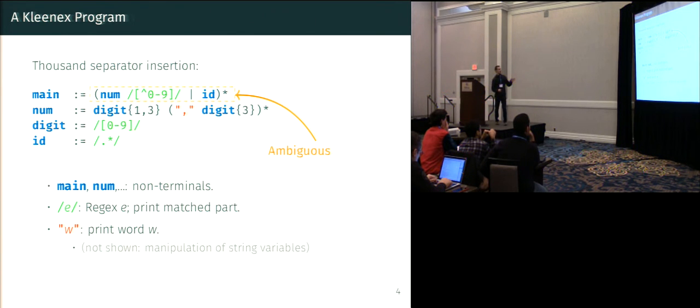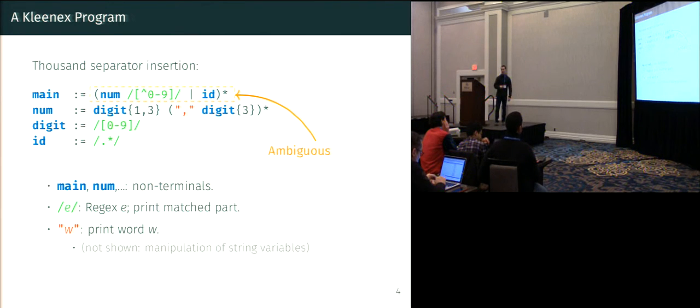So this program is ambiguous, since the non-transformation accepts any sequence of digit symbols and inserts 1,000 separators, whereas the other part of this top-level alternative, called ID, is a transformation that accepts any sequence of symbols, including digits, and just leaves them alone.